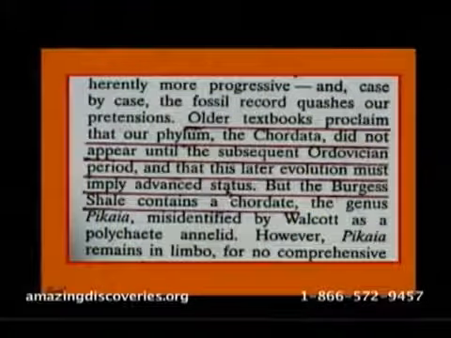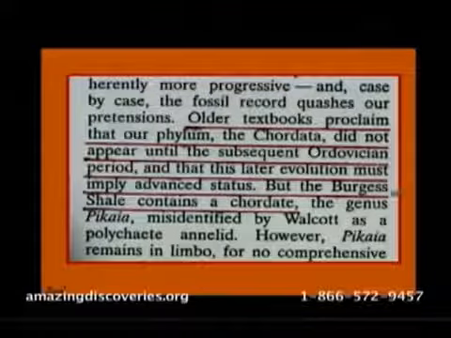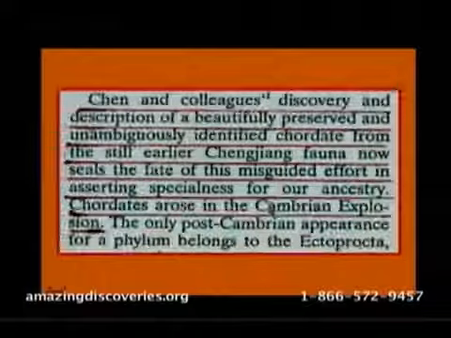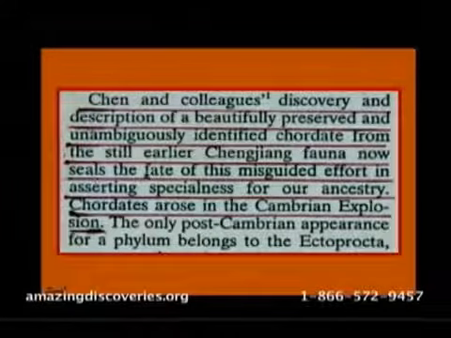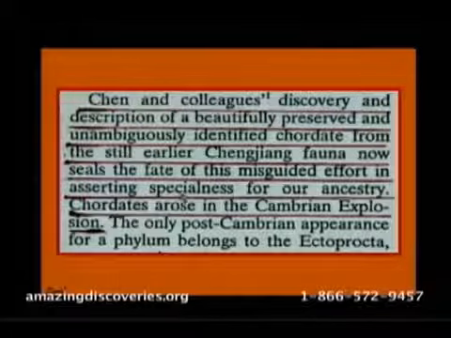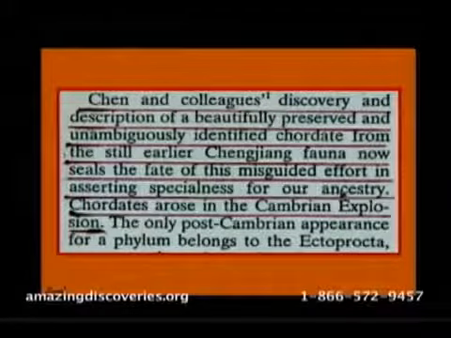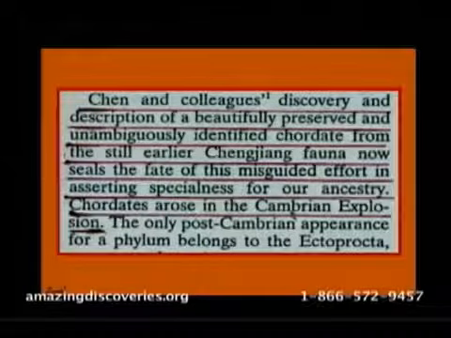So older textbooks proclaim that our phylum, the Chordata, did not appear until the Ordovician period, and that this later evolution must imply advanced status. But the Burgess shale contains a chordate. What does that mean? Well, they identified a chordate from the Chengjiang fauna and now seals the fate of this misguided effort in asserting specialness for our ancestry. Chordates arose in the Cambrian explosion. Oops. What does that mean? This means that every phylum, every group, including the one that we belong to, was there from the beginning. This is a major problem.